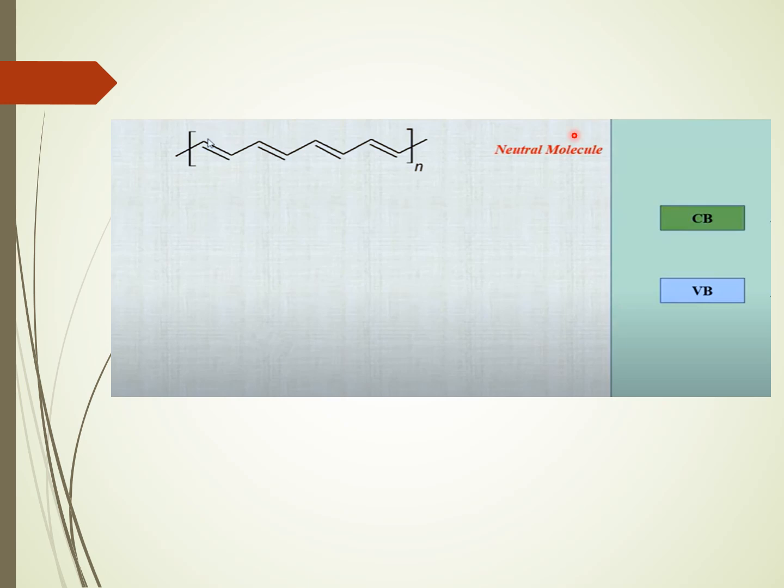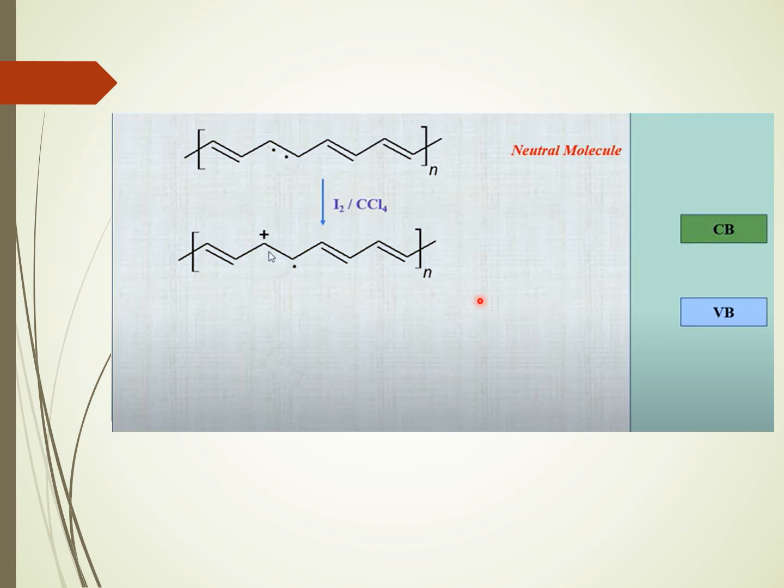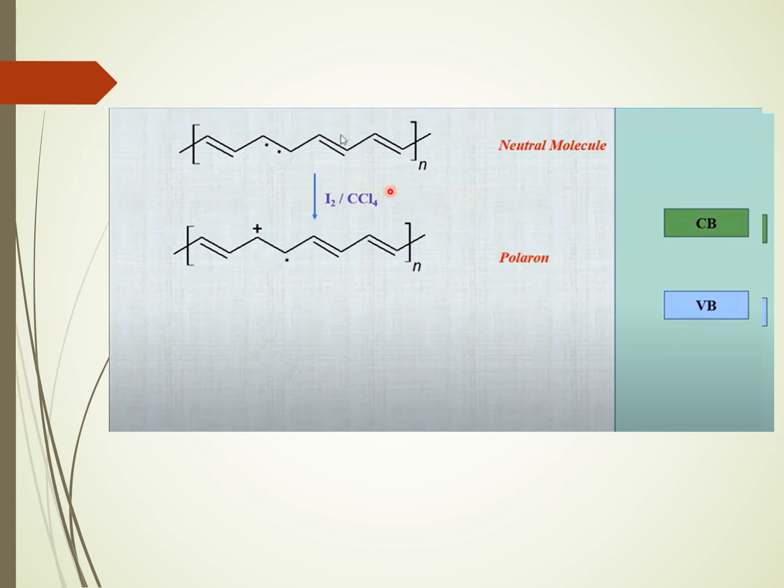Let us see the overall mechanism. So we have the neutral molecule, and here we have the conduction band as well as the valence band, and the gap. Now when I introduce iodine, what happens? It accepts the electron. One electron is accepted and one charge carrier, that is a positive charge carrier, is developed, and that is called a polaron.